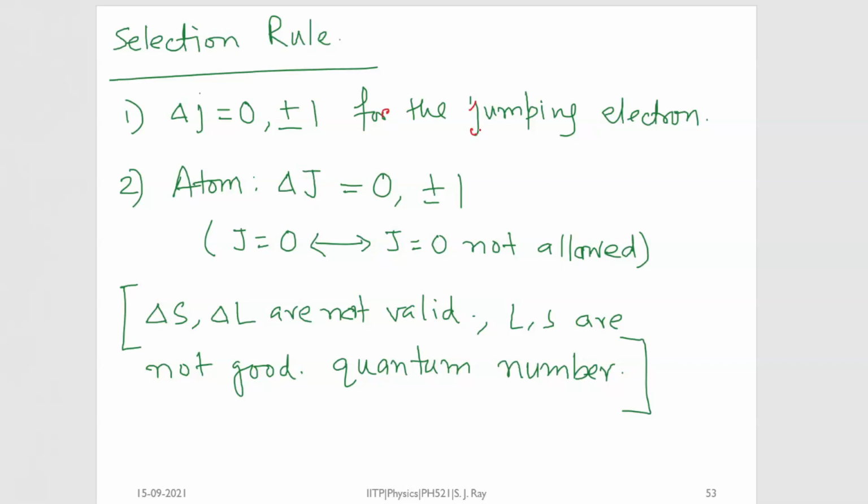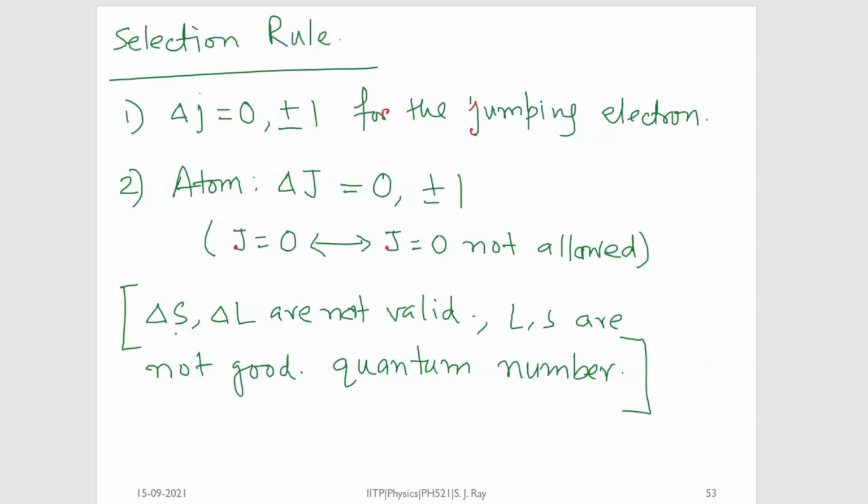However, if we are considering an atom as a whole, then the change in total J has to be either 0 or plus minus 1, keeping in mind that J equal to 0 to J equal to 0 is not allowed.